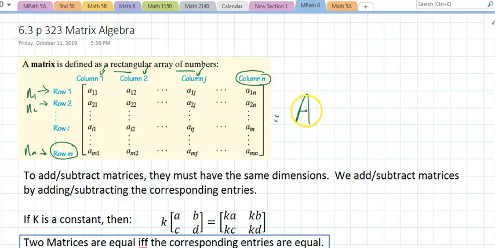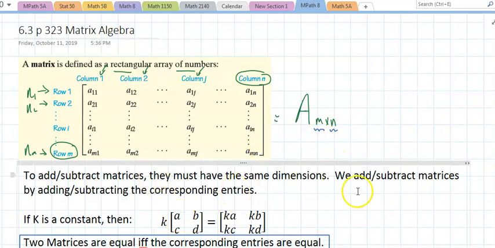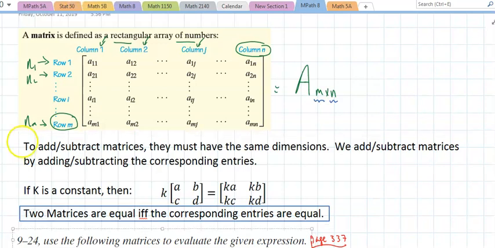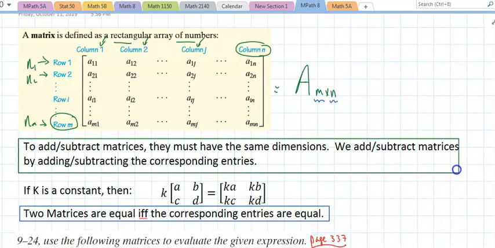The book will use capital letter for matrices. This is an m by n matrix. So you always state the number of rows first, then the number of columns. That's a must. To add or subtract matrices, they must have the same dimensions. They must match. You can't add matrices if the dimensions are not the same.